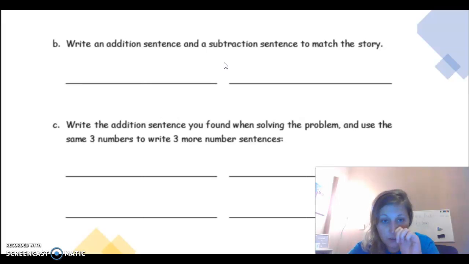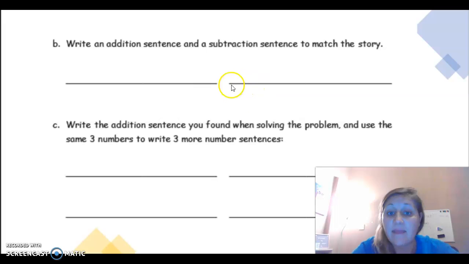So the picture that you just drew, on this line, I want you to write an addition sentence to match the story, and then over here, write a subtraction sentence to match the story. So one addition sentence and one subtraction sentence.